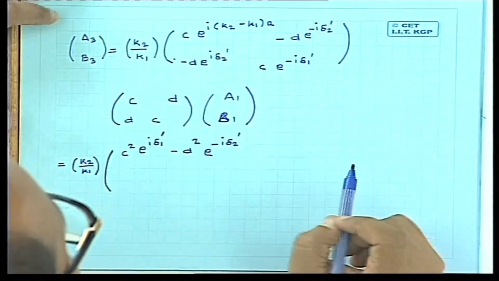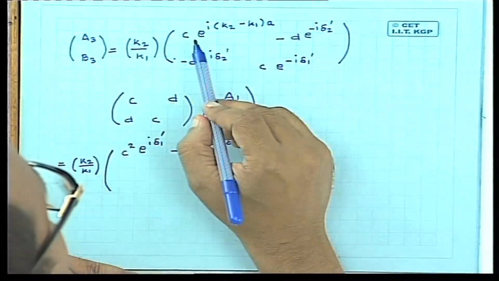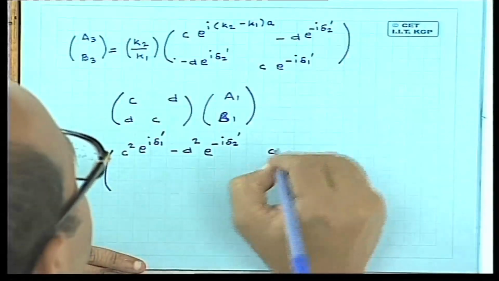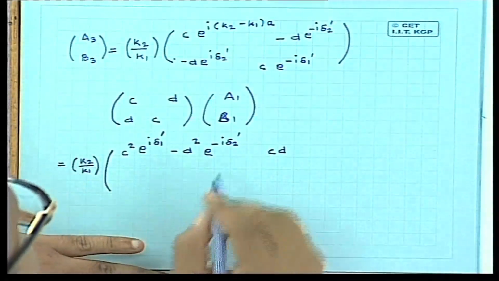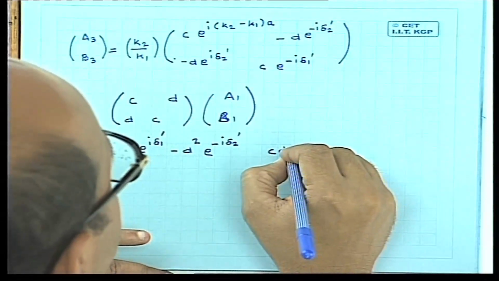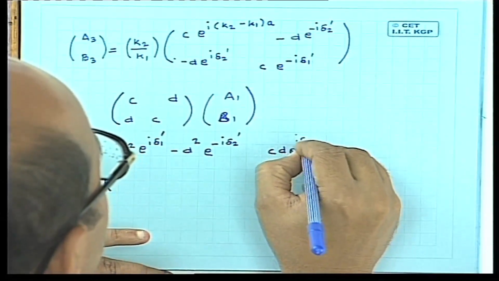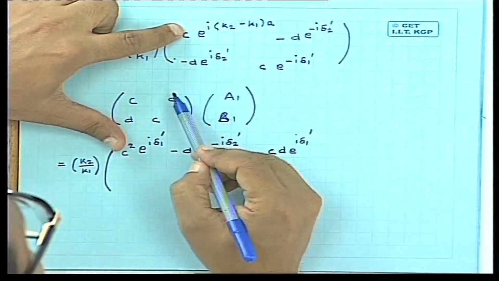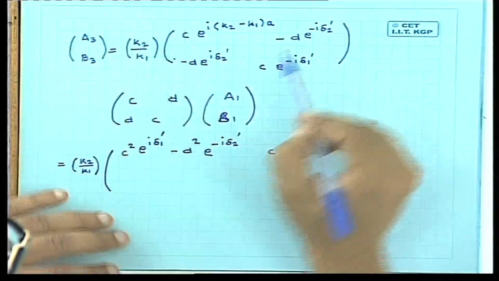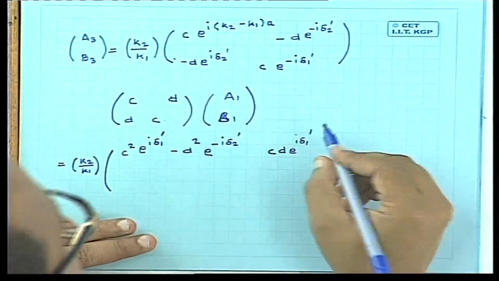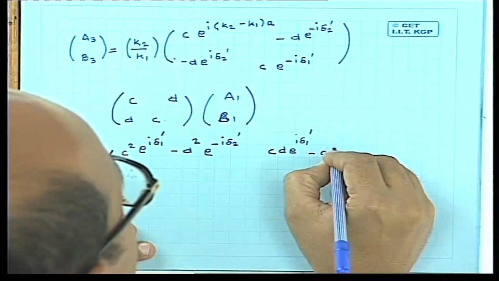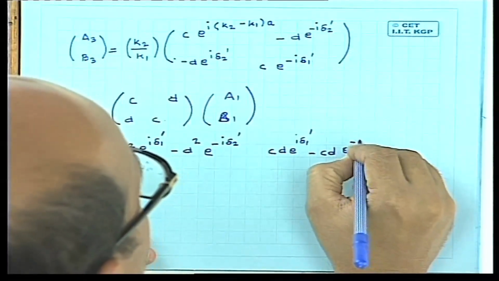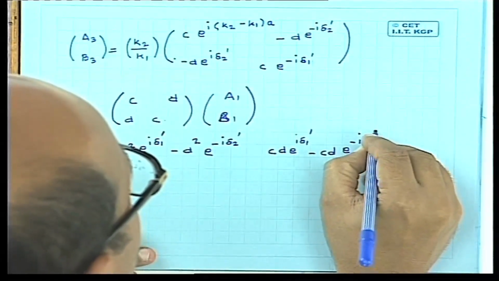The second term is the first row into the second column, which gives us C D. We have e to the power i delta 1 prime. So I am multiplying this with this. Next I have to multiply this with this, which gives me minus C D and e to the power minus i delta 2 prime.